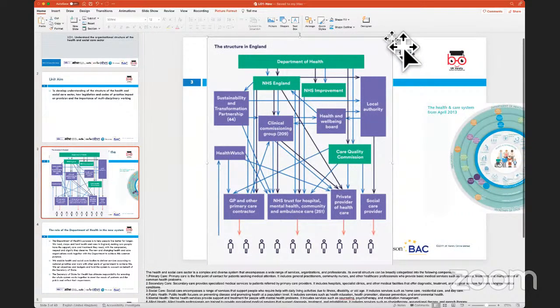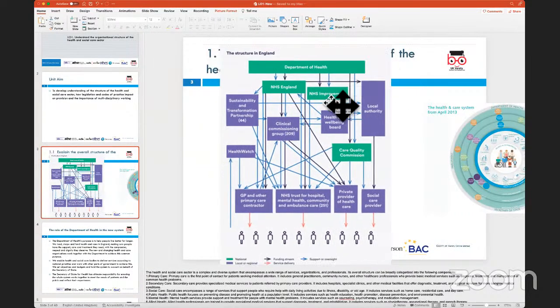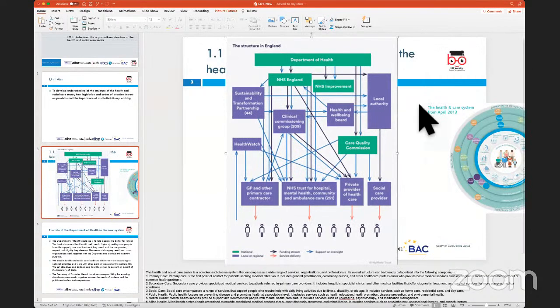Now, this chart explains how these services are structured, that means how they are organized within England and Wales. So if I look at the basics of services and how they are available to you as members of the public, a simple example: I have been having stomach ache for a number of days, and I now need to speak to a doctor in my GP surgery where I'm registered.